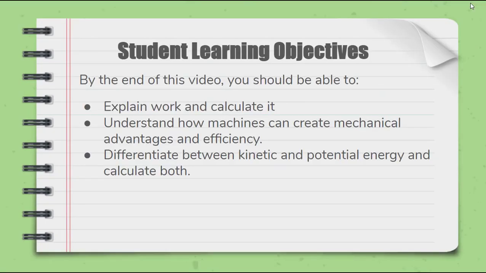Let's move on. Well, hopefully today you found the content pretty straightforward. Again, by the end of this video, I'm hoping you're able to explain work and how to be able to calculate it, understand how machines can create mechanical advantages and increase efficiency, and hopefully differentiate between kinetic and potential energy and be able to calculate for both kinetic energy and gravitational potential energy.